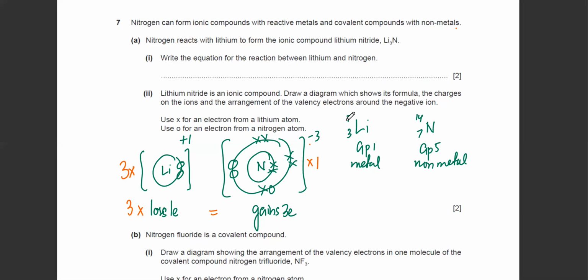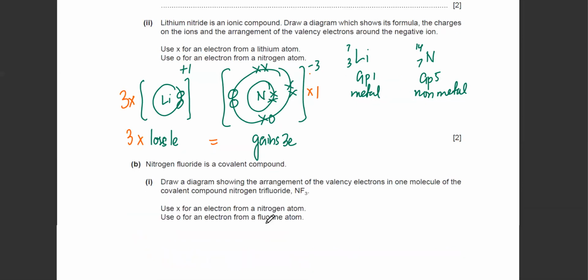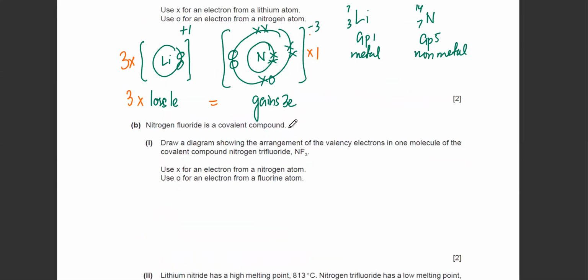Next one is, now he's already stated nitrogen fluoride is a covalent compound. Draw the dot and cross diagram. Remember, don't draw the circles first. Nitrogen is in group 5. How many bonds would it make? 3. And they've already given you the formula. It's NF3, so it forms 3 bonds, right?